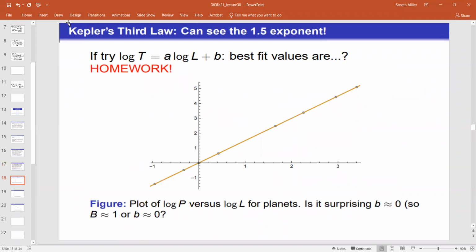If you plot the log of the period versus the log of the semi-major axis, absolutely brilliant how well it fits. And when you do the analysis, you get so close to 1.5 in terms of just numerically discovering Kepler's law.